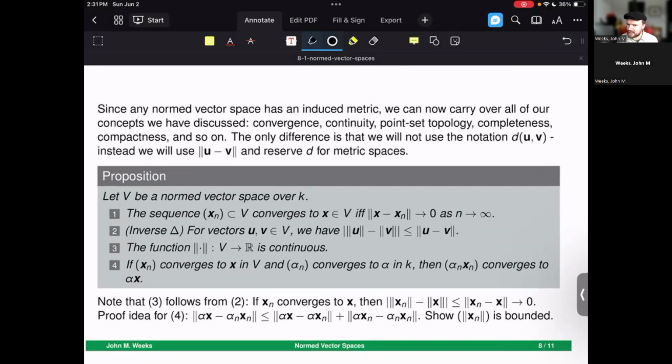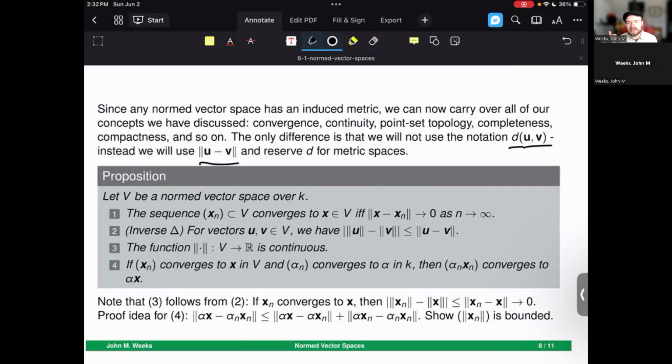The only difference is instead of using the notation for distance between u and v, using this little d variable or perhaps a rho, depending on what the context is, then we will use the norm of the difference, u minus v, and talk about that as the distance between 2 vectors in a norm space. So, for example, whenever the sequence x of n converges to x inside of this norm vector space, the way that we write that is the distance between x and xn goes towards 0, and this is how we're writing that distance.